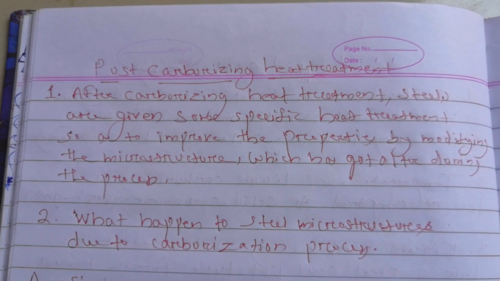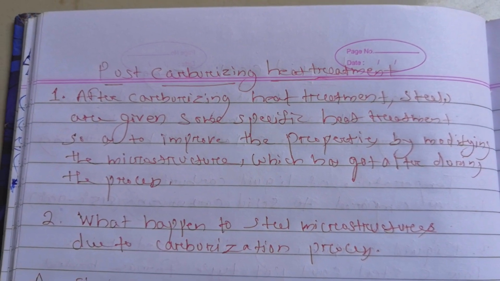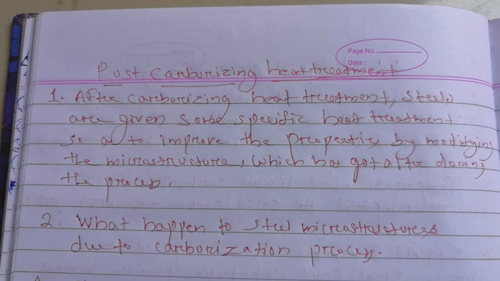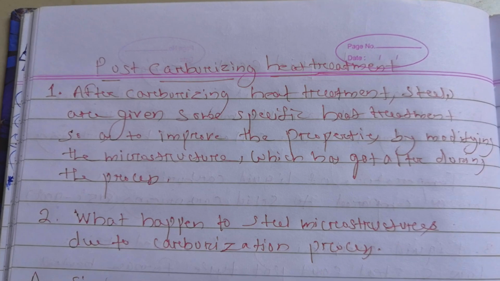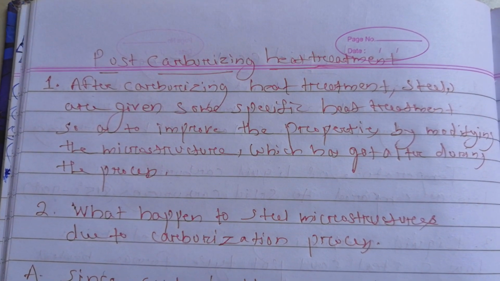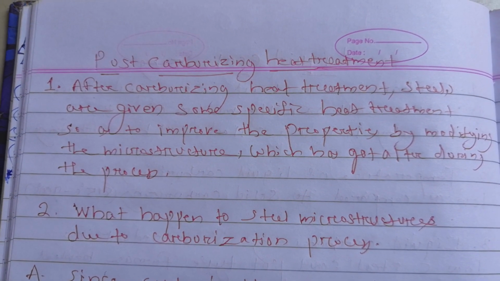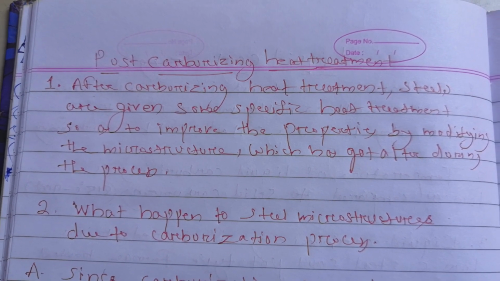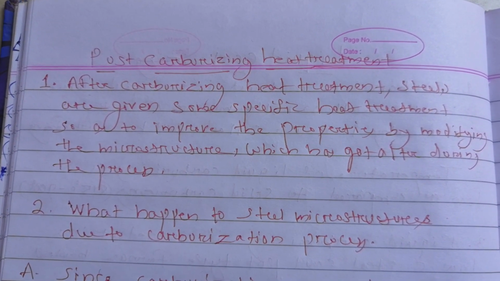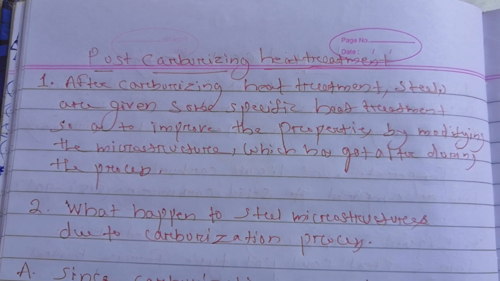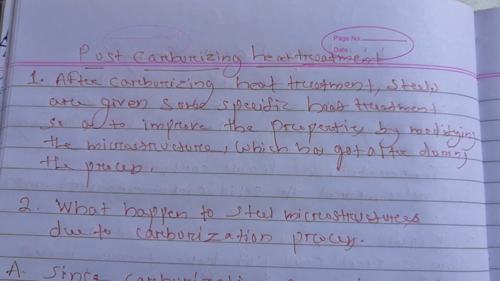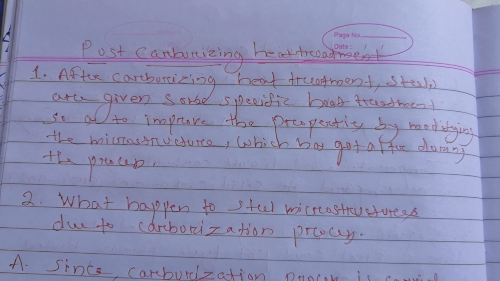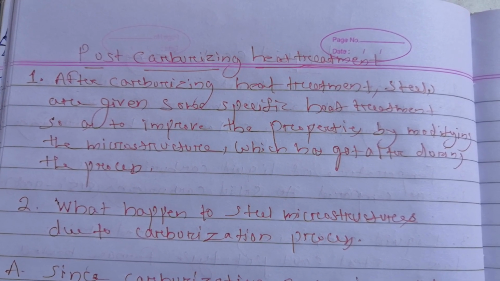So already I have talked about carburizing heat treatment on steels and today I'll be discussing post-carburizing heat treatment and its needs. After carburizing heat treatment, the steels are given some specific heat treatment so as to improve the properties by modifying the microstructure which has got altered during the process.